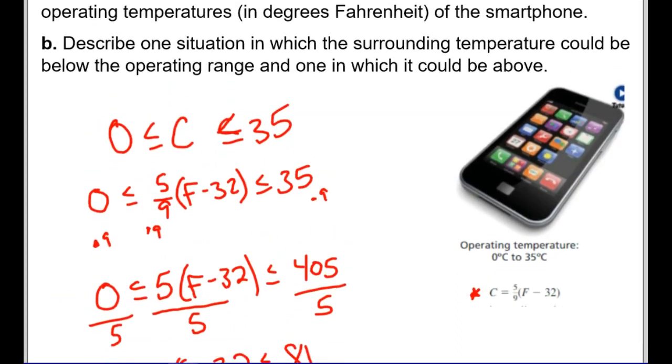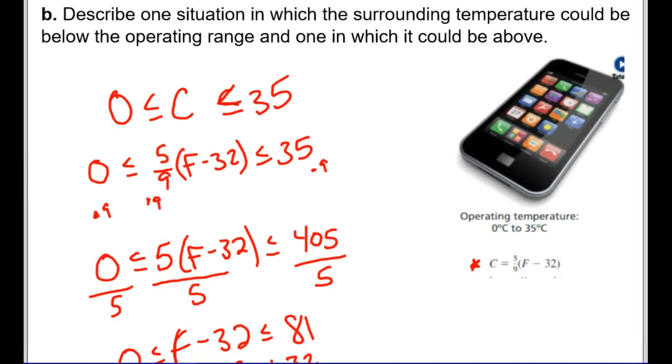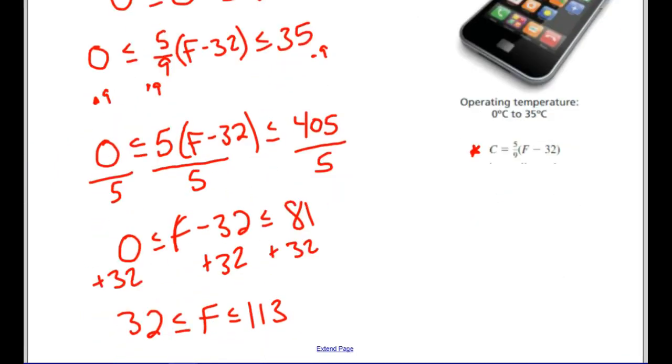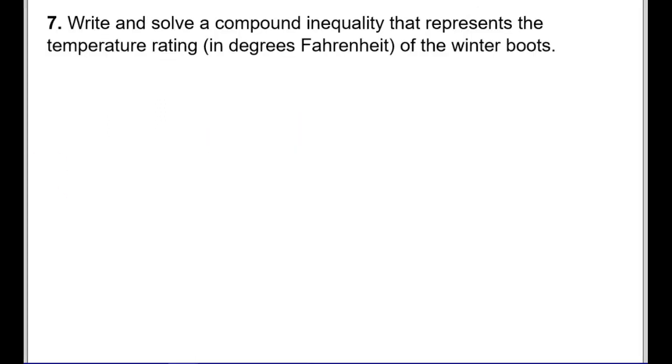So then up here, we're asked to describe one situation where that could happen. And you have many of those situations, right? It gets very cold in the winter here, and in your car in the summer it gets really hot. Or if you're in Phoenix, that's another situation where it could be over the temperature that it works very well. Okay. So now in your book there's a pair of winter boots that also have a temperature rating. So go ahead and try that one.